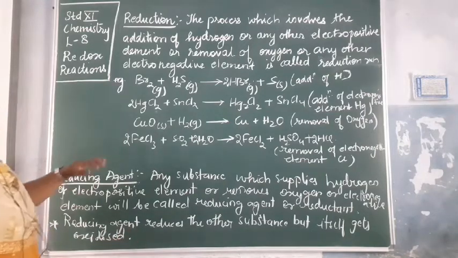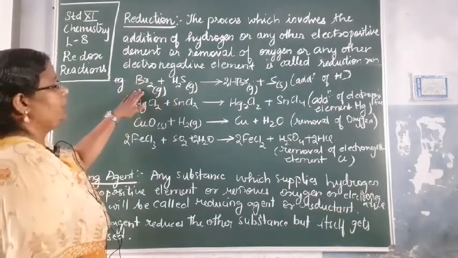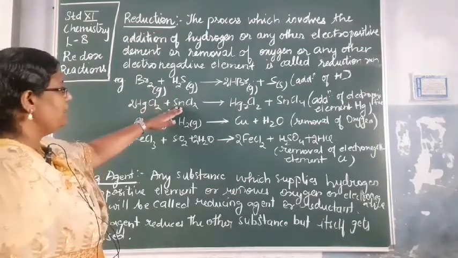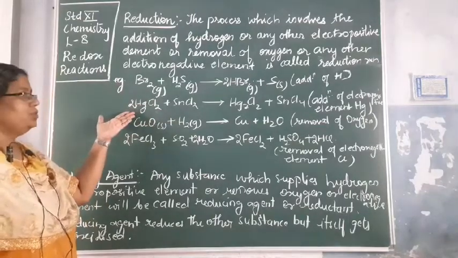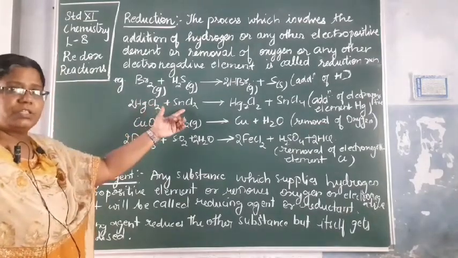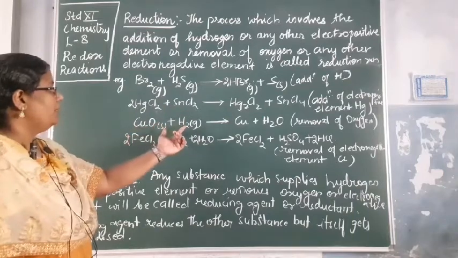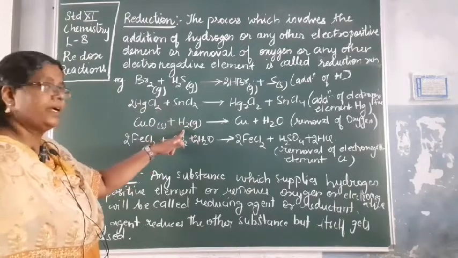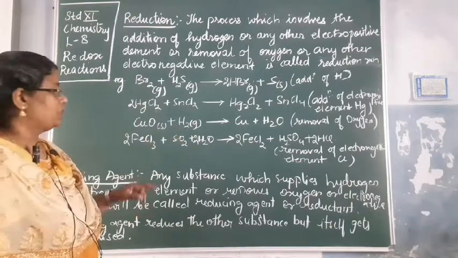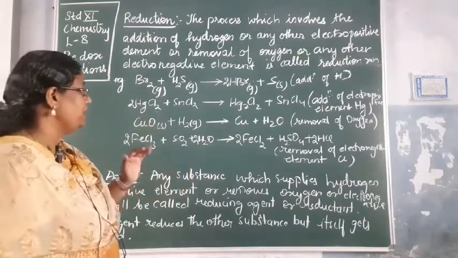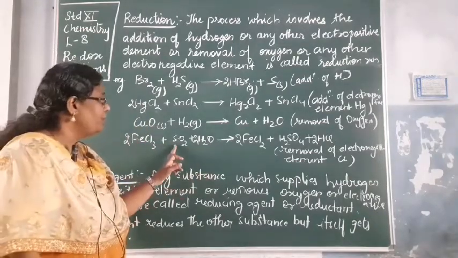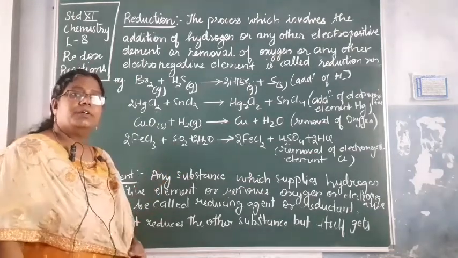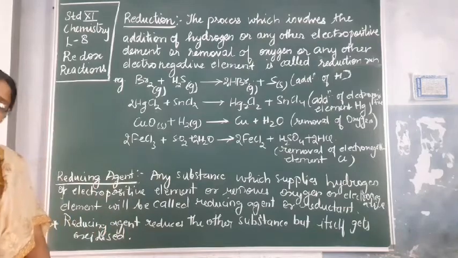So here H2S, which provided hydrogen to bromine, is the reducing agent. Here SnCl2, which is providing Hg to HgCl2, is the reducing agent. Okay, oxygen is being removed from CuO. Who is removing it? Hydrogen. So this is your reducing agent. From FeCl3, Cl is being taken out. So who is removing it? SO2. So SO2 is the reducing agent. I hope this is clear.